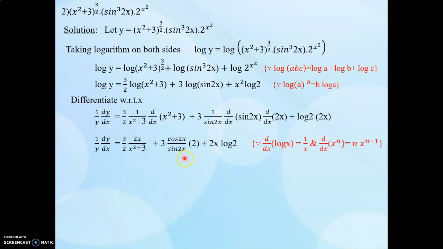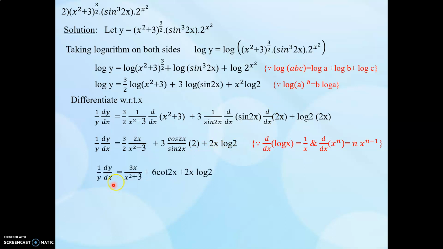So in the next step, 3 upon 2, the derivative of x square plus 3 is 2x, so 2x upon (x square plus 3), plus the derivative of sine 2x is cos 2x. So cos 2x upon sine 2x into the derivative of 2x, which is 2, plus 2x log 2.